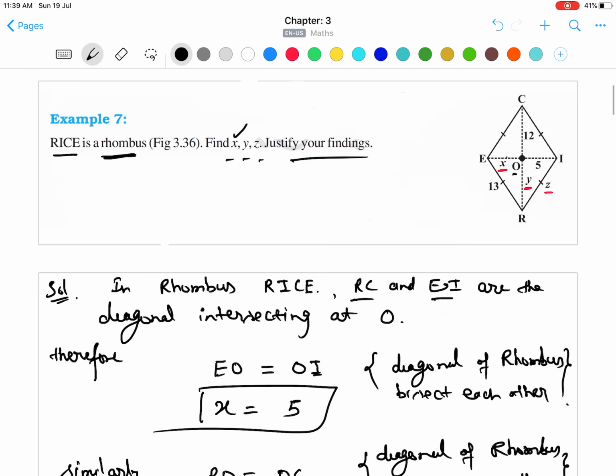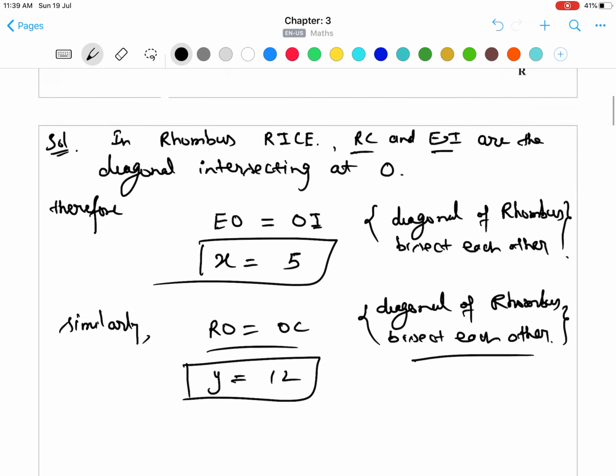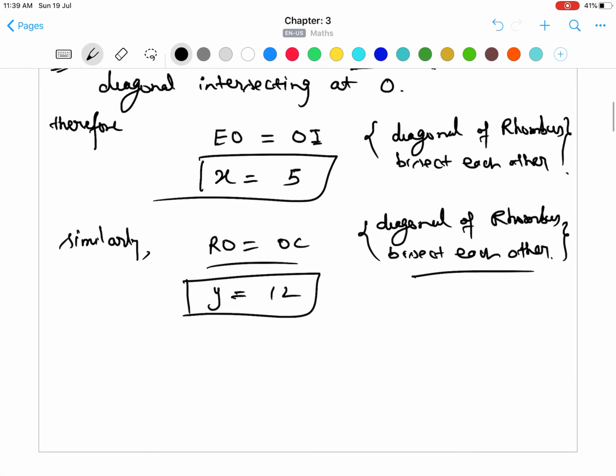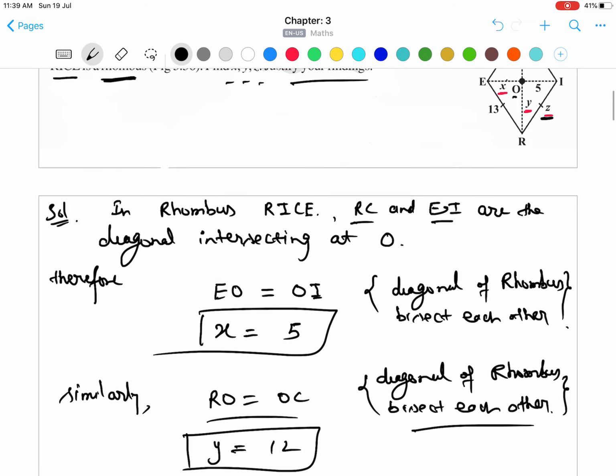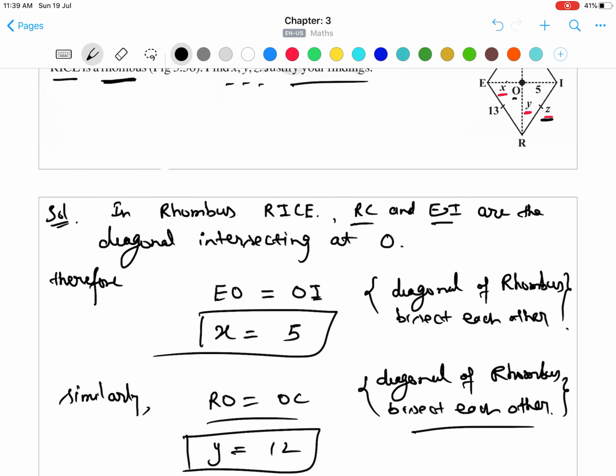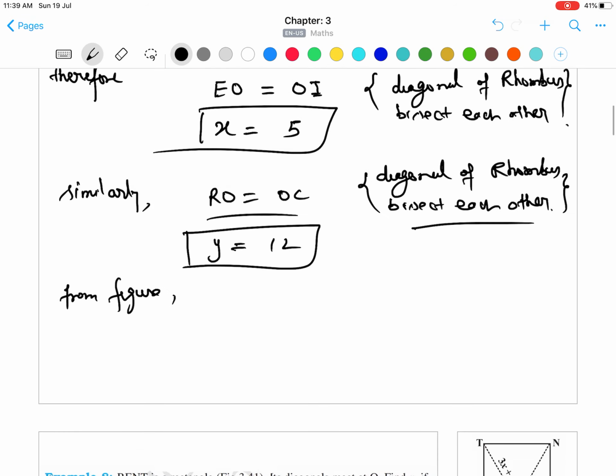Now we have to find this z. You got this y. Now this z is here. So write from figure this RI will be equals to RE. RI will be equals to RE because they are the sides of the rhombus.